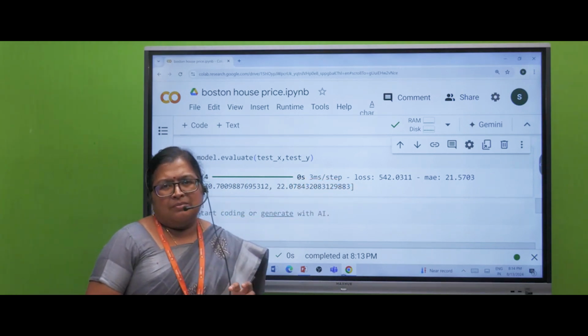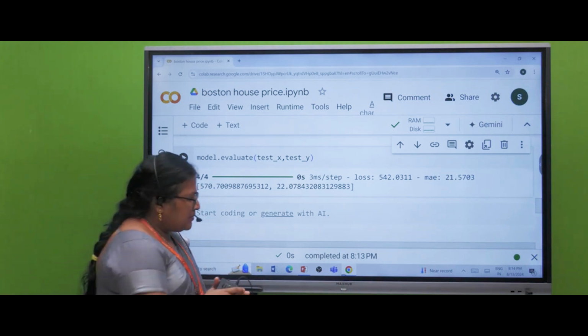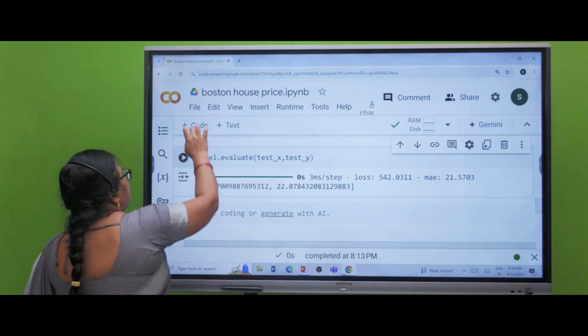So this is the simple deep learning project, how to build neurons. We'll see one more program.